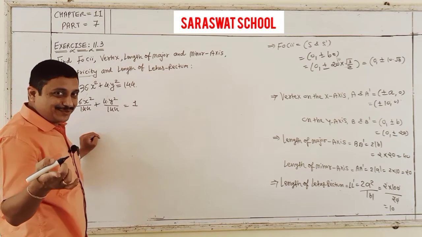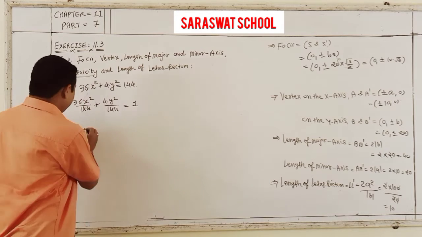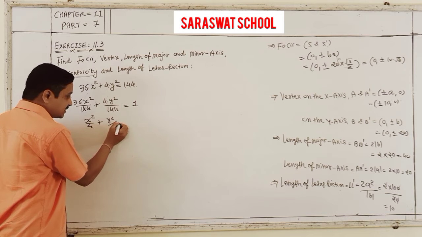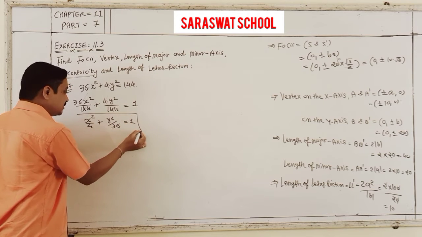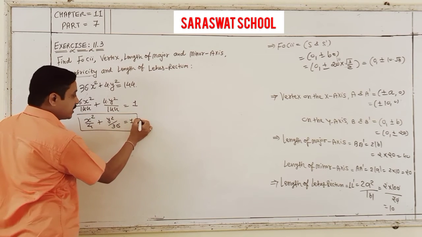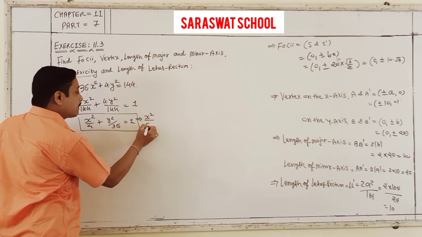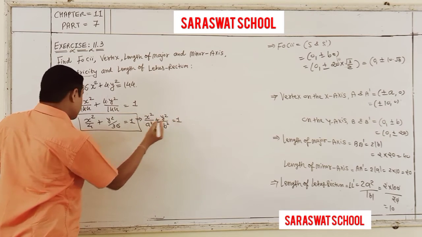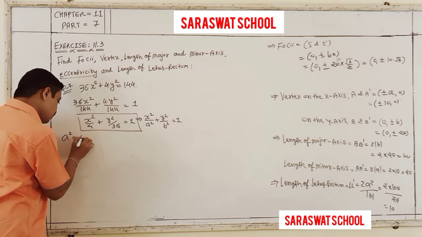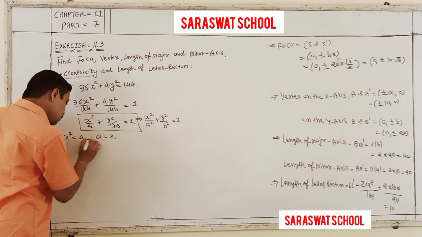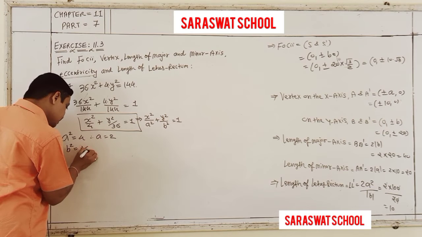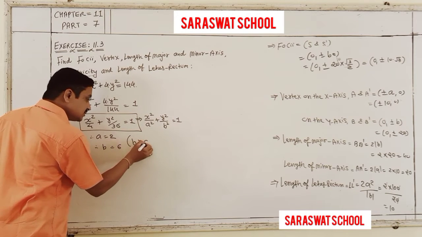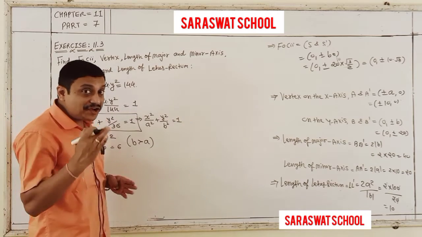36 twos are 72 and that twice is 144. It becomes x square by 4 plus y square by 36 is equal to 1. That is your standard form. Just compare it with x square by a square plus y square by b square. So a square becomes 4, a is 2, b square is 36, b is 6. And which is higher? B is higher than A.